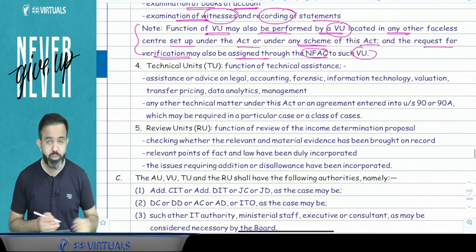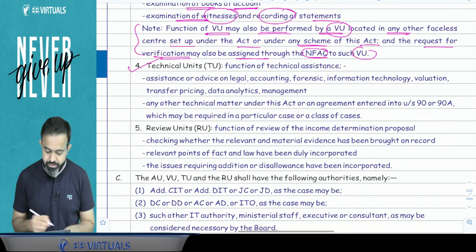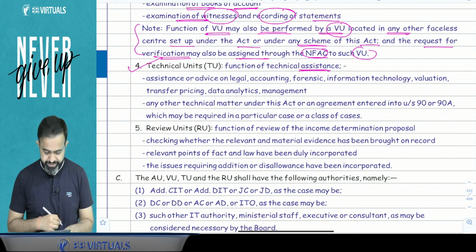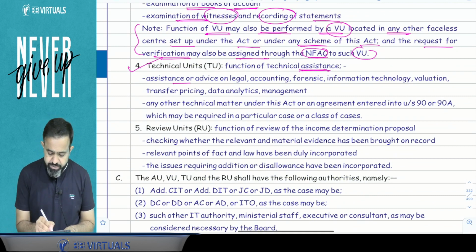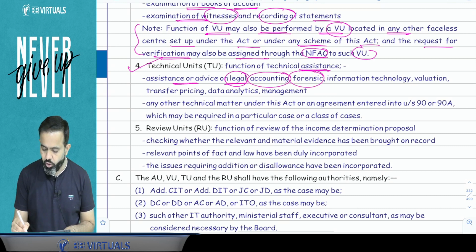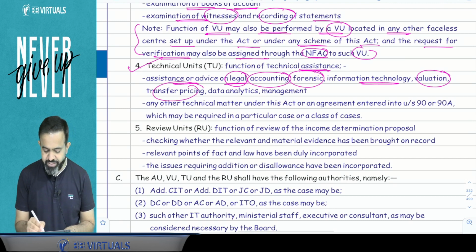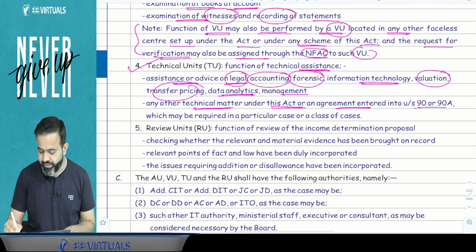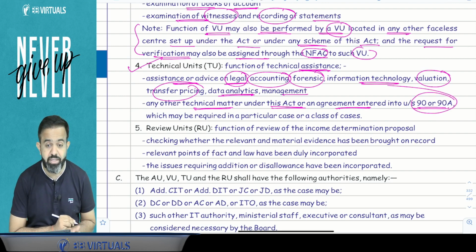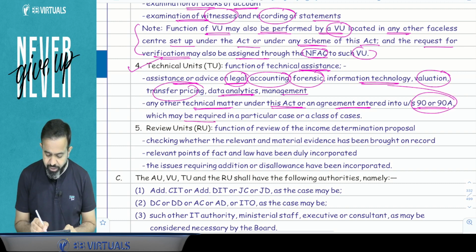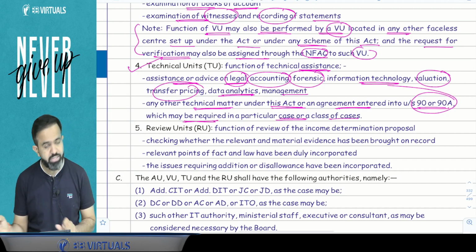Now the next part, technical unit. What will be the function of the technical unit? The function of technical assistance means assistance or advice on legal, accounting, forensic, information technology, valuation, transfer pricing, data analytics, or management matters. For any other technical matter under this Act, or under an agreement under section 90 or 90A (DTAA), where any help is required, the technical unit will help, as may be required in the particular case or class of cases.